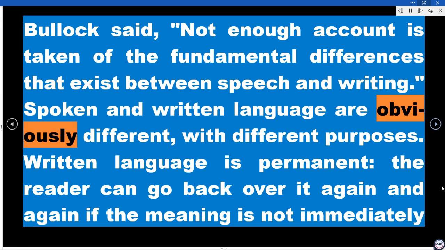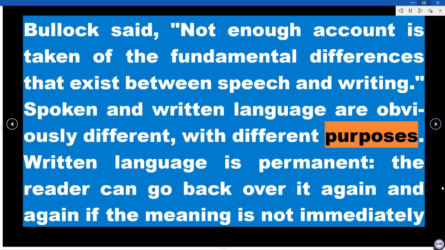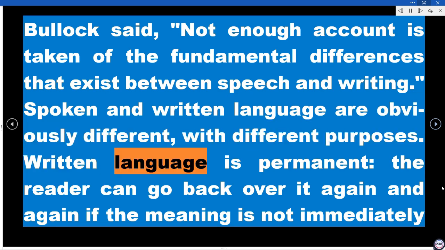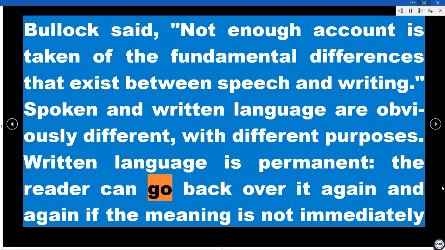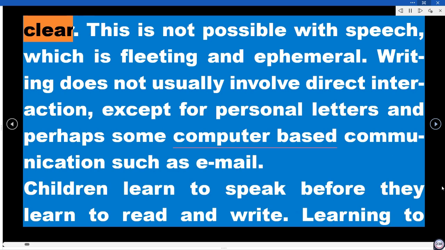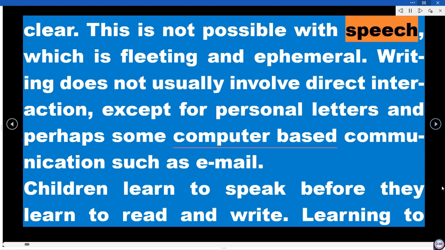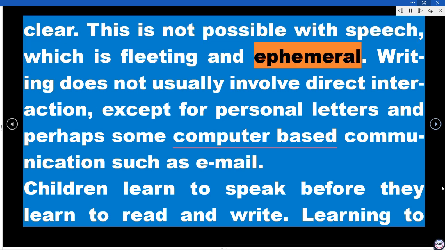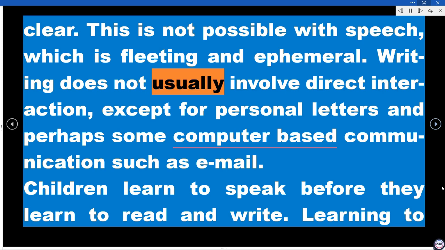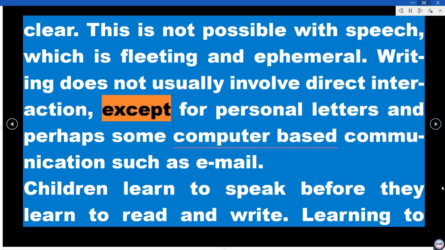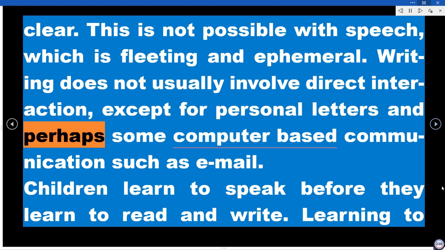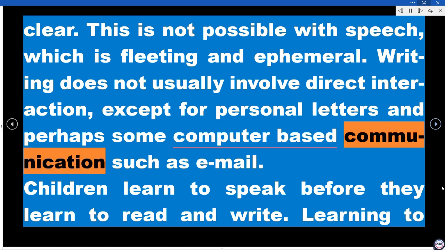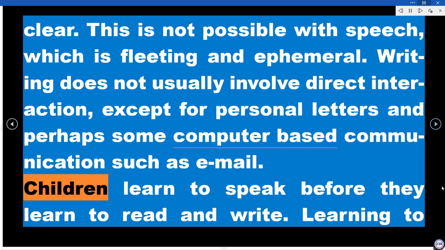Spoken and written language are obviously different, with different purposes. Written language is permanent, the reader can go back over it again and again if the meaning is not immediately clear. This is not possible with speech, which is fleeting and ephemeral. Writing does not usually involve direct interaction, except for personal letters and perhaps some computer-based communication such as email.